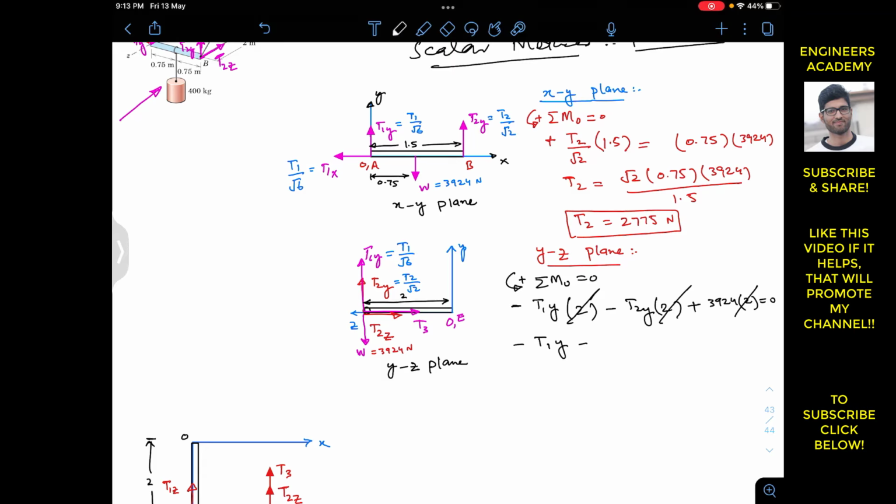T1y minus, or we can say that if you want to find T1, then from this equation we can write that T1y will be equal to T2y minus 3924 if 2 is cancelled out. So we will be left with this simple equation, and from this equation we can write that this minus T1y is equal to T2y minus 3924.